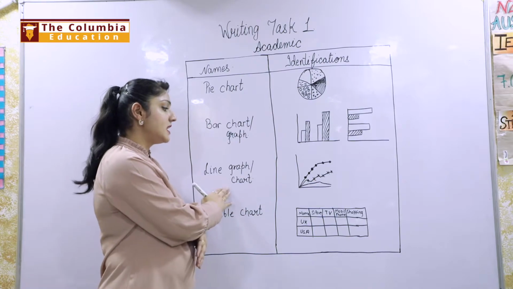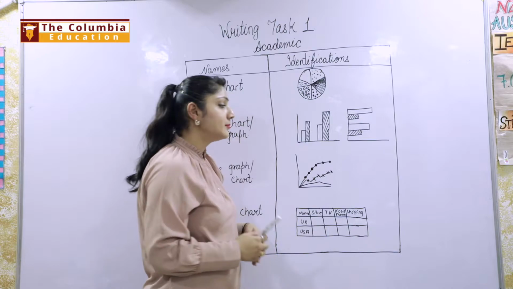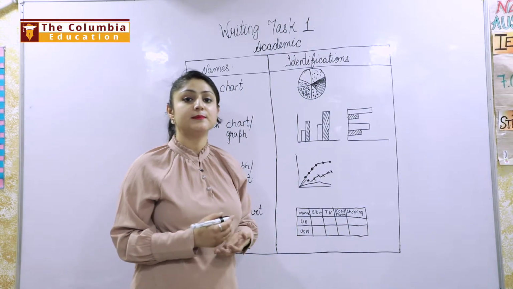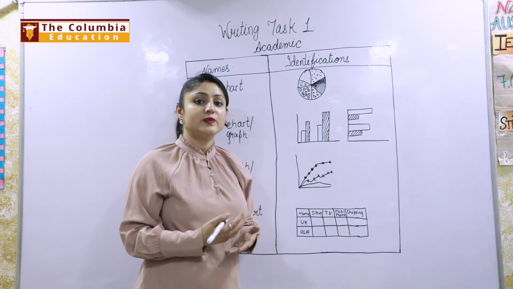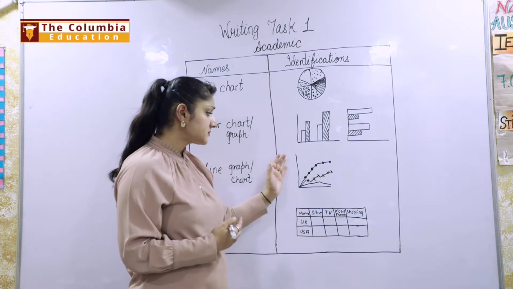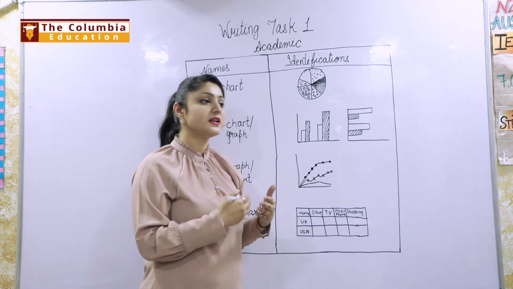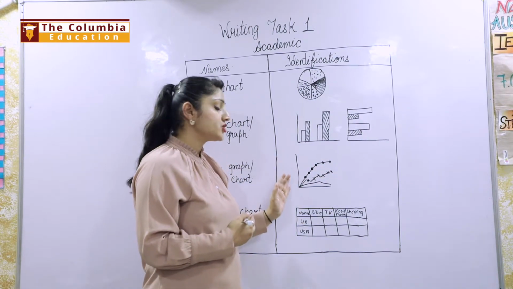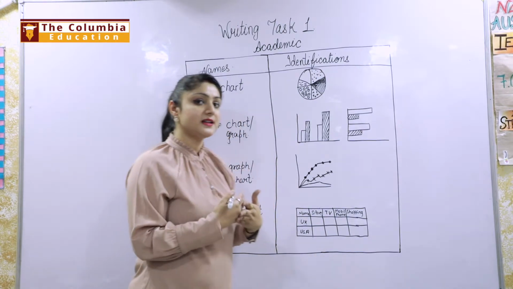Next one, we have a line chart. See, I have made the line in so many different ways. Sometimes we get only a single line, sometimes there are 2 to 3 lines, and more than 3 lines also we will get in an exam, right? But there is a difference in the lines. We have to explain what are the differences in a line chart. This thing we have to explain in writing task 1.